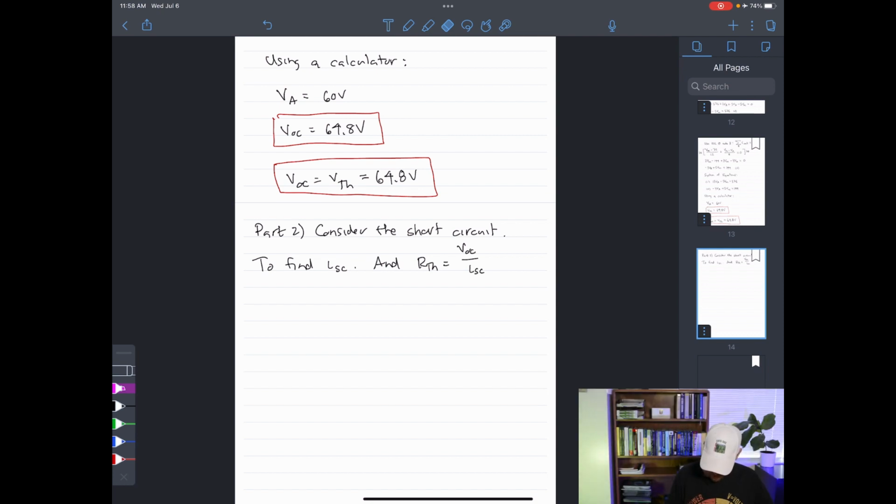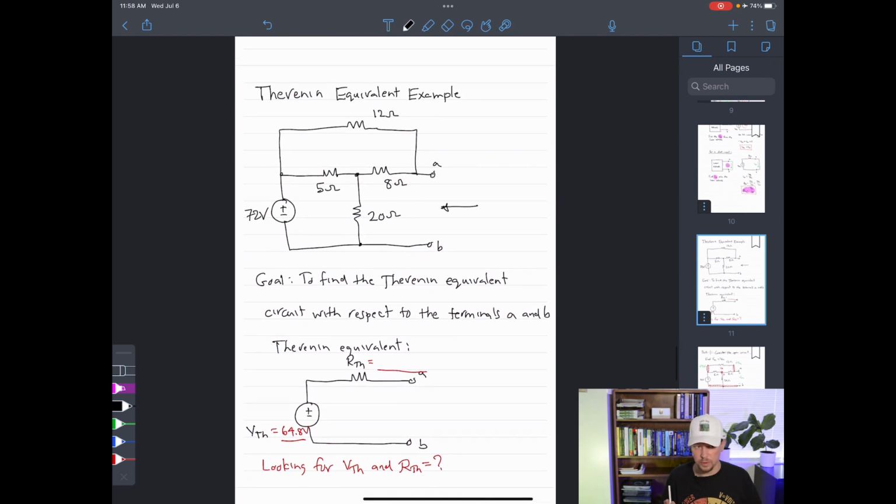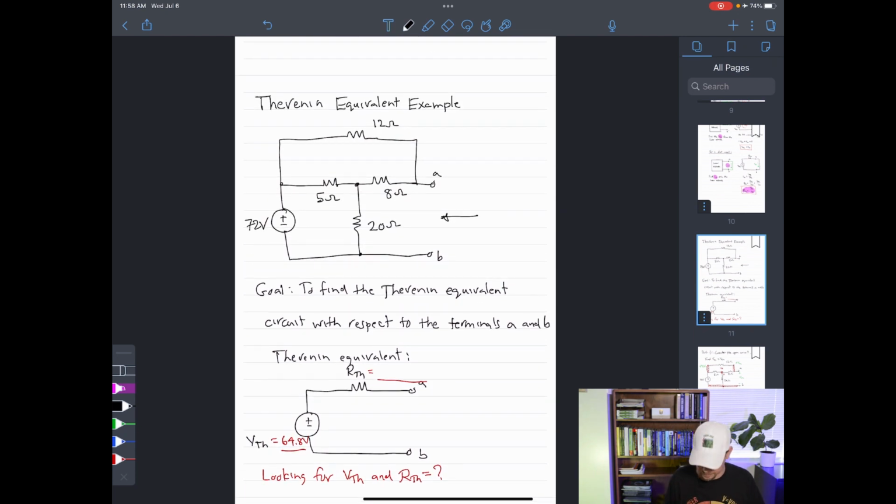So here's my original circuit. I'm going to redraw it. And then what I'm going to do is between these two terminals, A and B, I am literally just going to short circuit it. I'm going to place a wire there. There is going to be a current that flows from terminal A down to terminal B. That by definition is your short circuit current. And we can use any technique of circuit analysis that we want in order to find that.